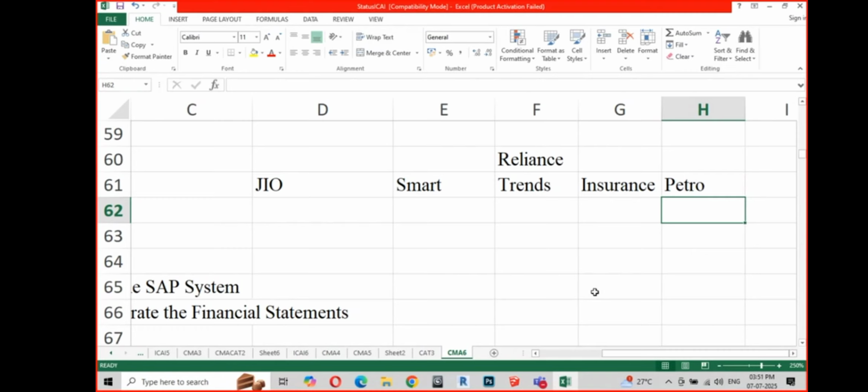Now, what do these companies do? What do these do? Jio, Smart, Trends, Reliance Insurance, Reliance Petro, Reliance Consumers, whatever. What do they do? They report their results back to the head office. What is the head office?